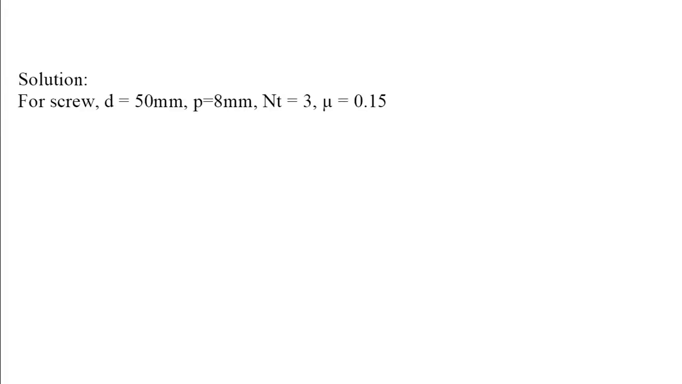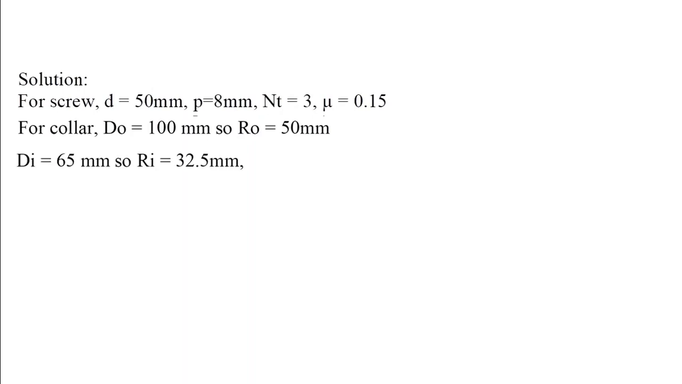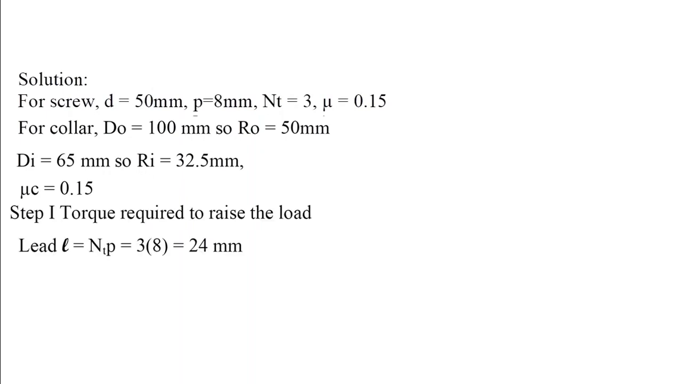D is 50 mm, the nominal diameter, pitch is 8 mm, number of starts is 3, coefficient of collar friction is 0.15 and coefficient of thread friction is also 0.15. DO is 100, so RO will be 50, DI is 65, so RI will be 32.5. Mu c, like I said, the coefficient of collar friction, is also 0.15. So first we are going to calculate the torque required to raise the load.